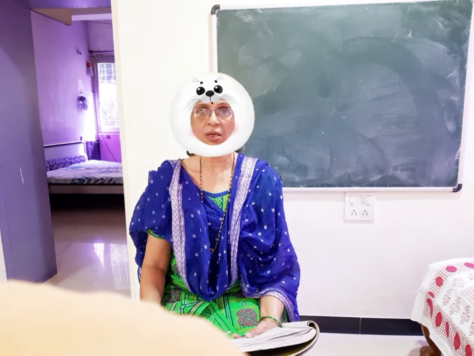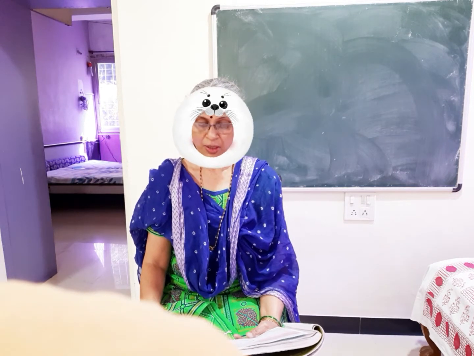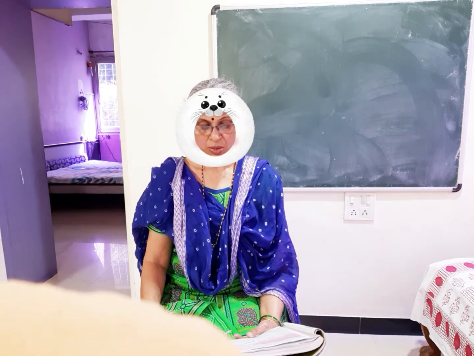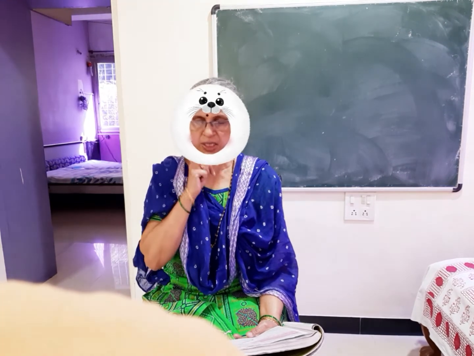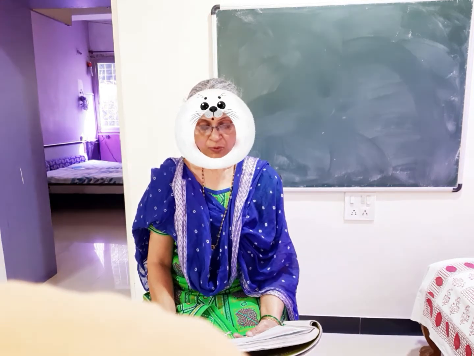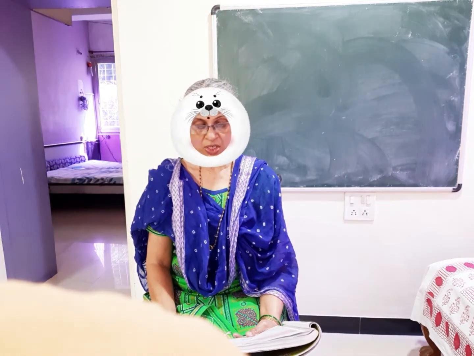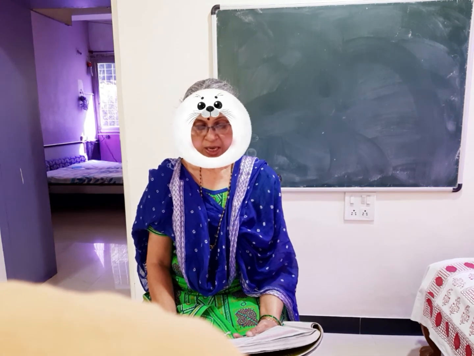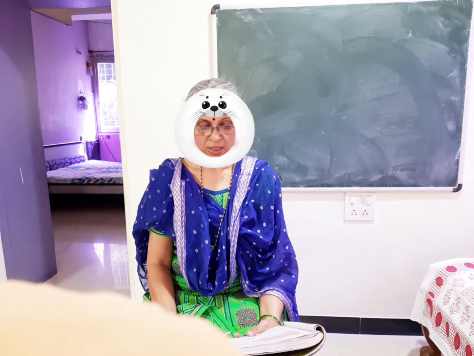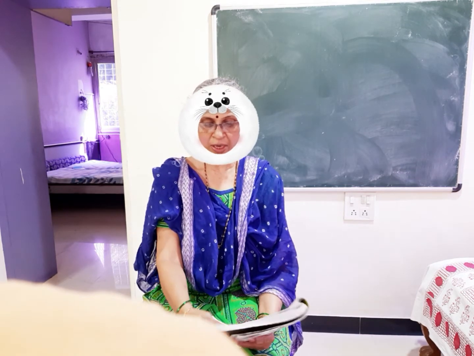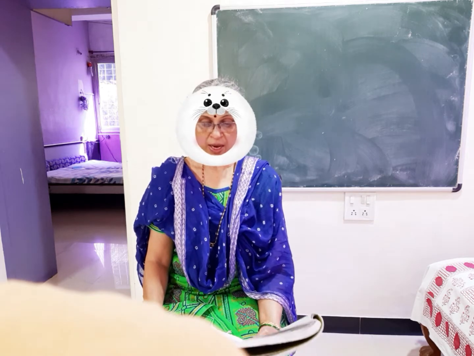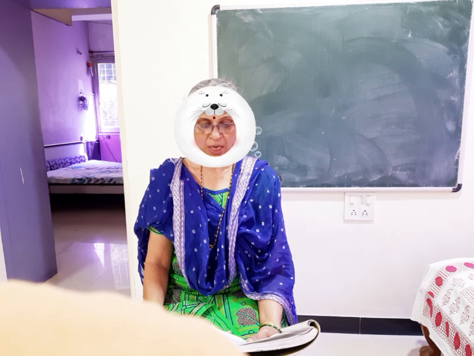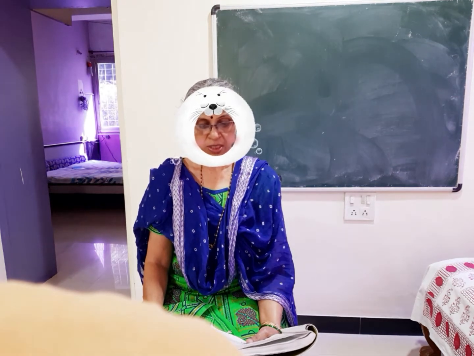The second law: the line joining the planet and the sun sweeps equal areas in equal intervals of time. See figure 1.4. If A and C are the initial positions of the planet, then the line SA and line CS sweep equal areas in equal intervals of time. That means area SAB is equal to area CSD. So that is the second law.